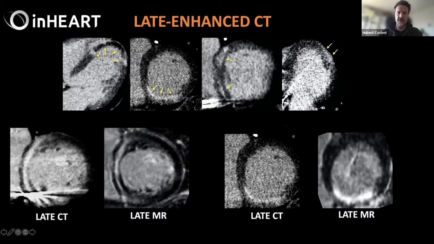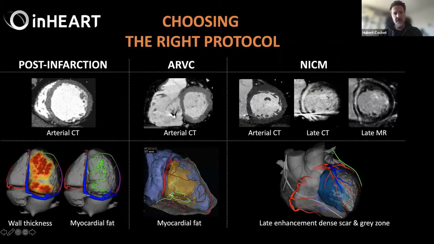So our strategy to define the optimal protocol is this one. So in post-infarction, the arterial enhanced CT does the job for most patients, and you will be able to work in your lab with wall thickness maps, fat maps, calcification maps. In ARVC, it's the same. The arterial enhanced CT does the job because we can map the anatomy and also the intramural fat in the right ventricular wall.